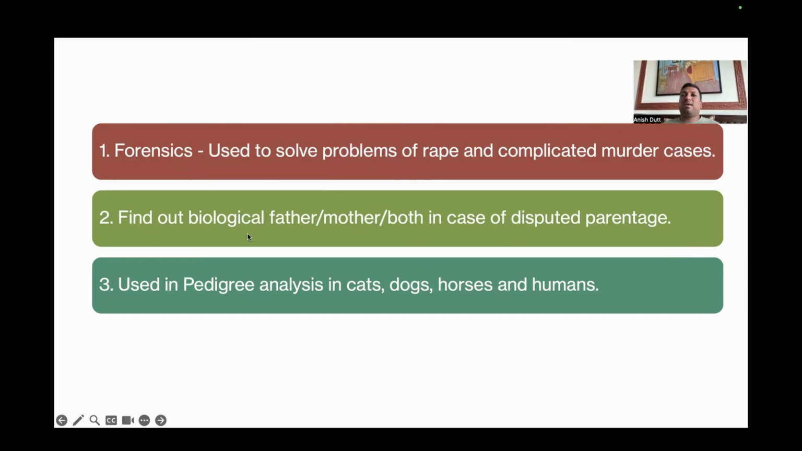Next, we can also find out the biological father, mother, or sometimes both in case of disputed parentage. We can also employ the technique of DNA fingerprinting in pedigree analysis in cats, dogs, horses, and human beings. Because all we are investigating here is polymorphism, right? And polymorphism is what we can use for pedigree analysis as well.